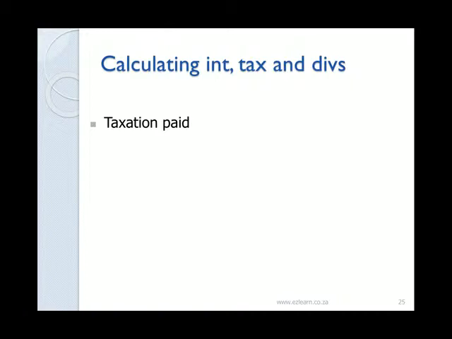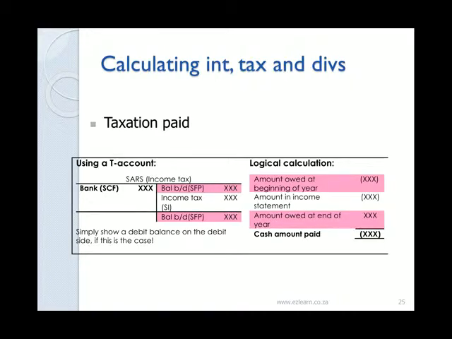To calculate taxation paid, you do something very, very similar. However, this time, the T account that is useful is your SARS income tax account, showing the amount that was owed to SARS during the year. Your amounts from the statement of financial position at the beginning and end of the year are shown as your balances brought down. In the logical calculation, just like you did for interest, the amount owing at the beginning of the year is shown as an outflow as you assume that you owe it, and the amount at the end of the year as an inflow as you have not yet paid it.